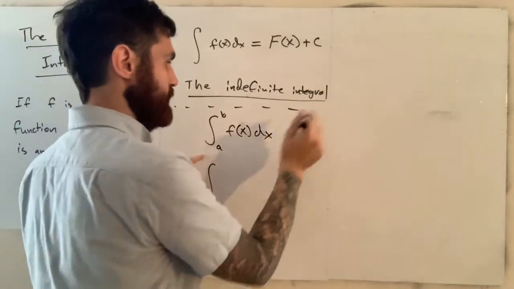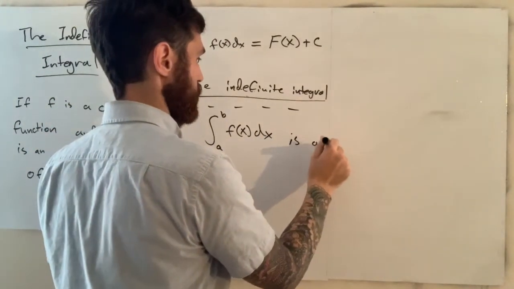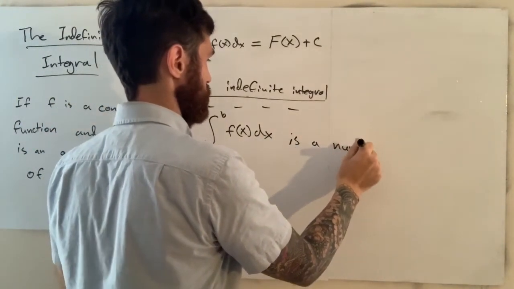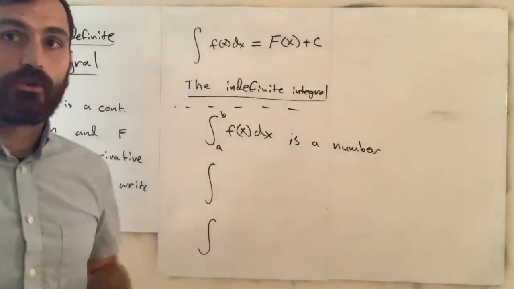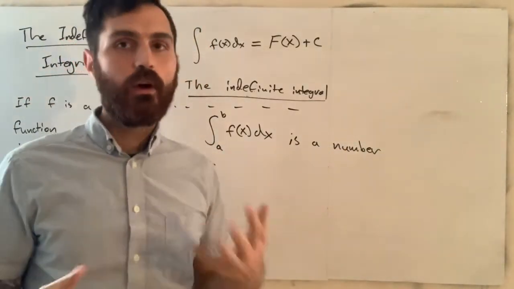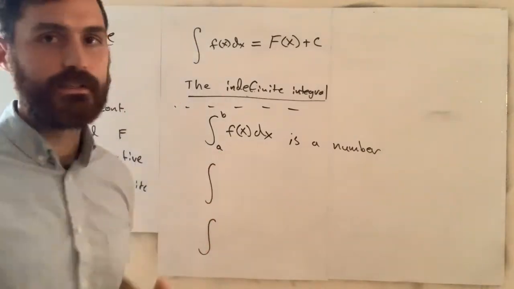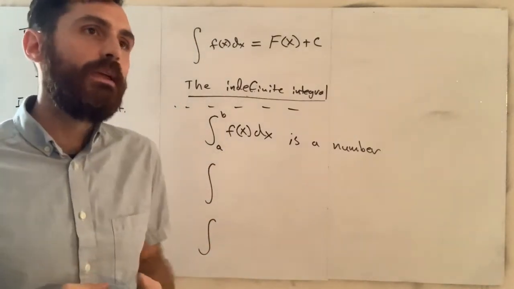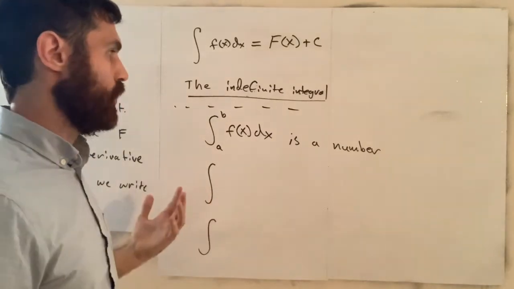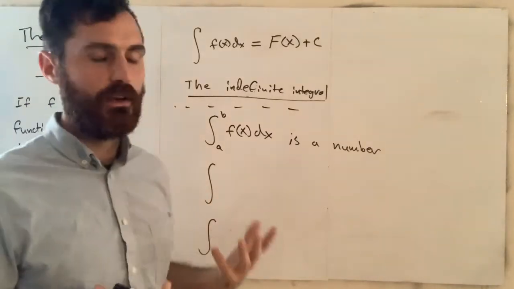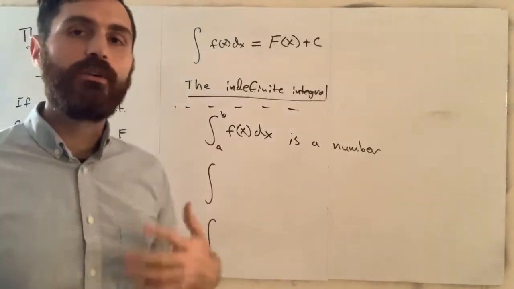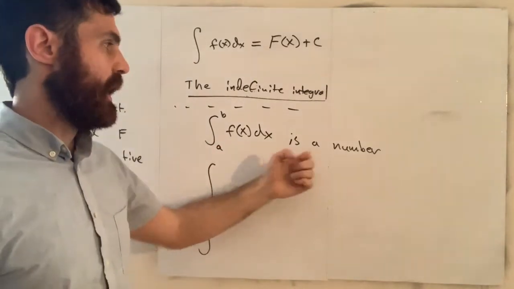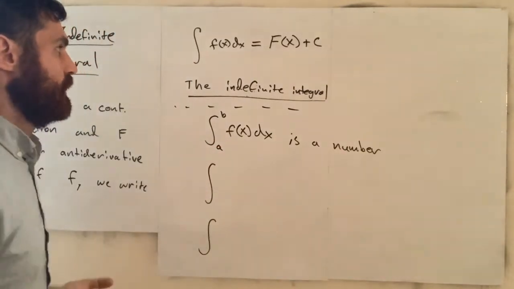And this is always a number. So the definite integral is always a number, as long as it's well defined, as long as it means something. Because remember, it's the limit of something. So I guess it could be does not exist, or it could be infinity or negative infinity, but we usually don't define it in those cases. So this is going to be a number.